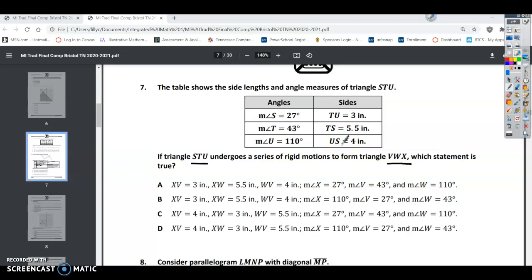So I'm a very visual person, so let's look at what this is. So if we have a triangle here, it doesn't have to be perfect. We just need to have a visual representation here. So we're going to have, this looks like a bigger angle. So let's call this STU. So this says measure S is 27, and it says T is 43, and it says U is 110.